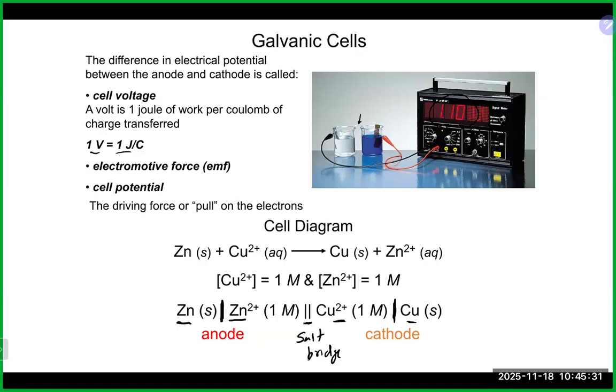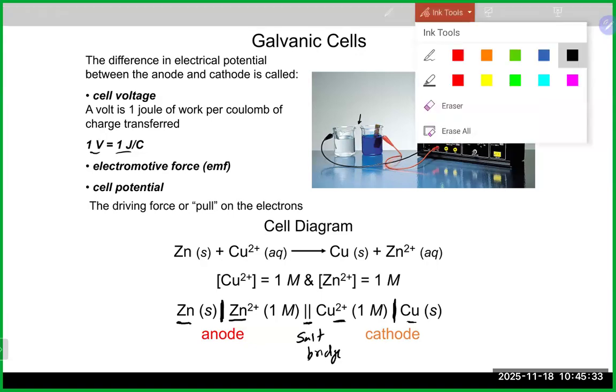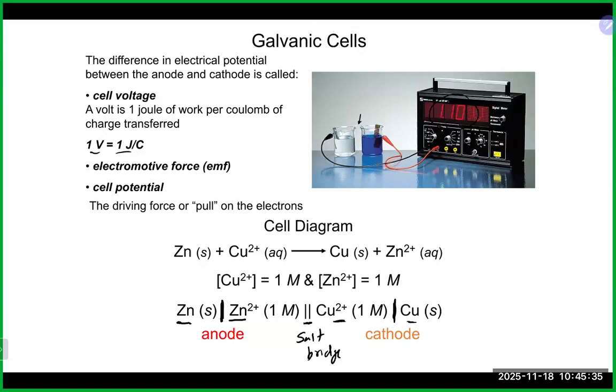So how does this work? In most cases, when you look at a cell diagram, usually this is the order. That's a reactant, that's a product, that's a reactant, that's a product. So as you can see, reactant, product, reactant, and product. So that is, again, how it relates to the equation.